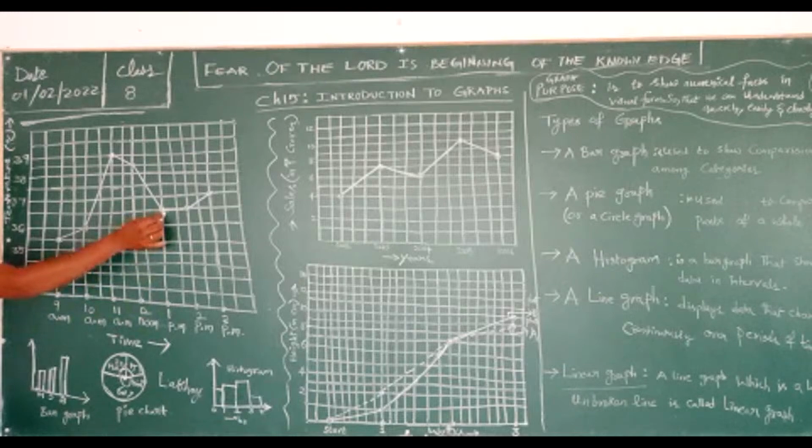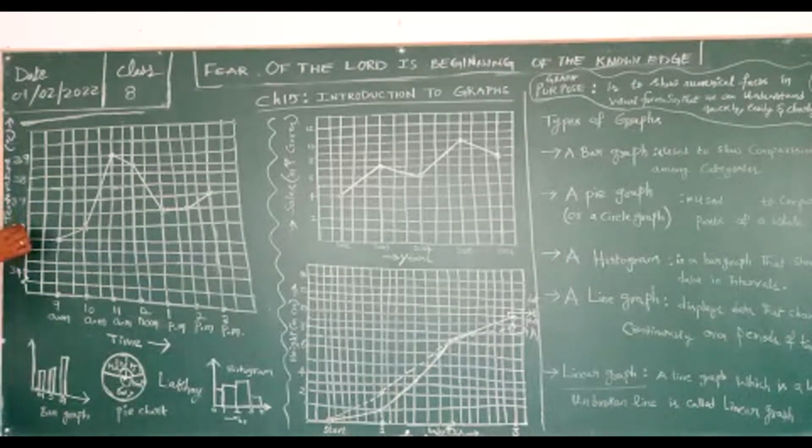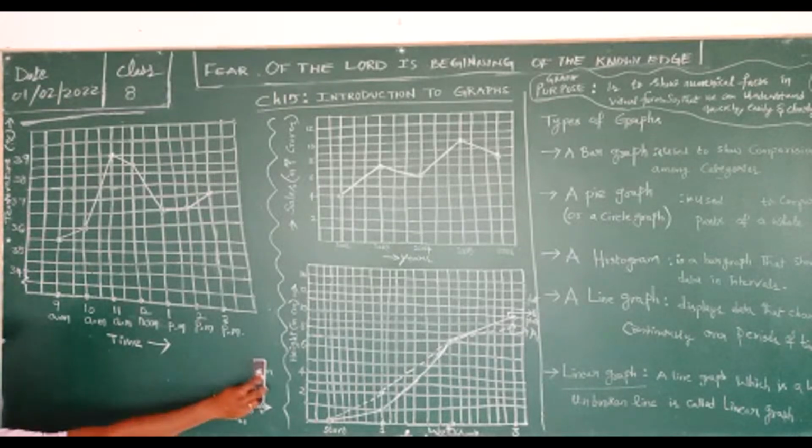Let's check. This dot represents the patient's temperature. So you need to come this side along this line and check. When you check, this line is between 36 and 37. That means the temperature is 36.5 degrees Celsius. So let me rub here so that I can write the answers.